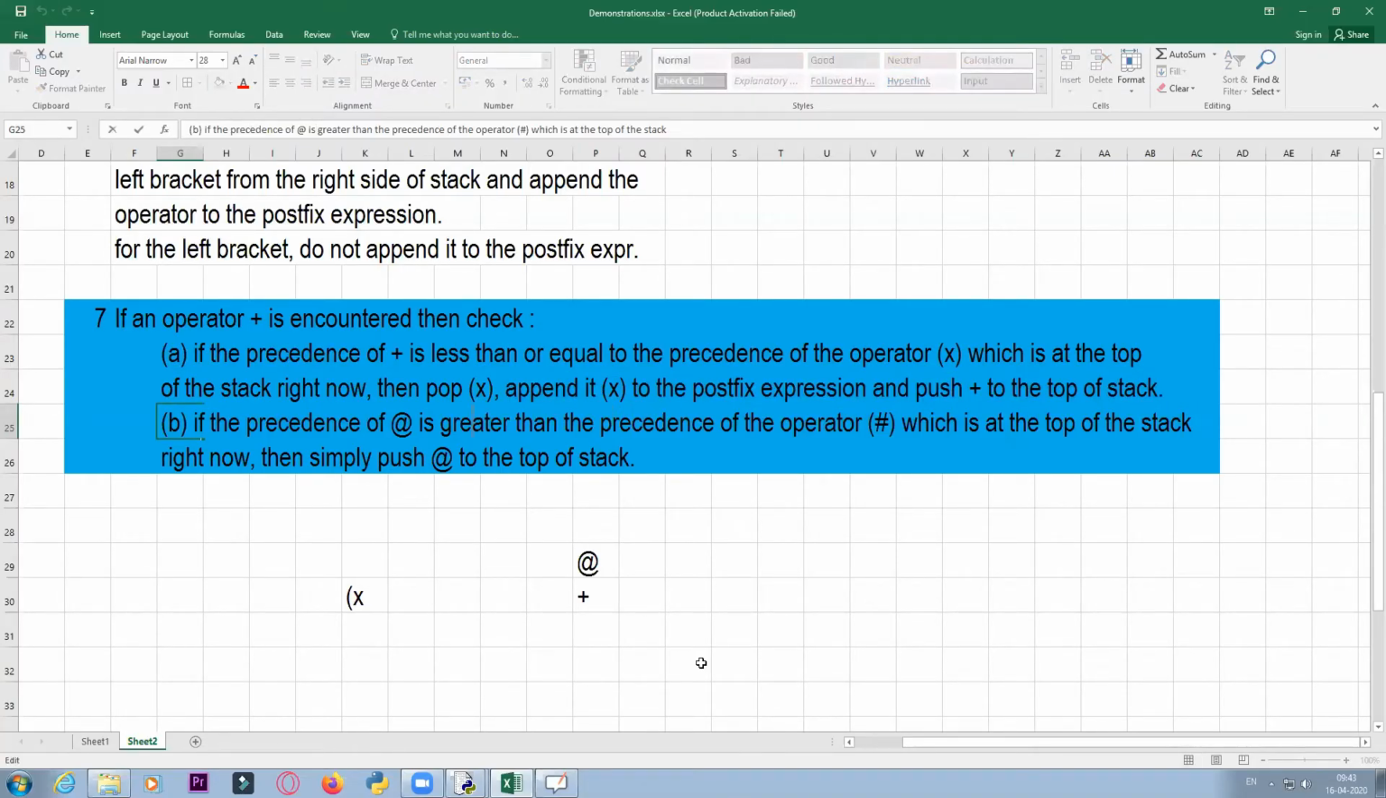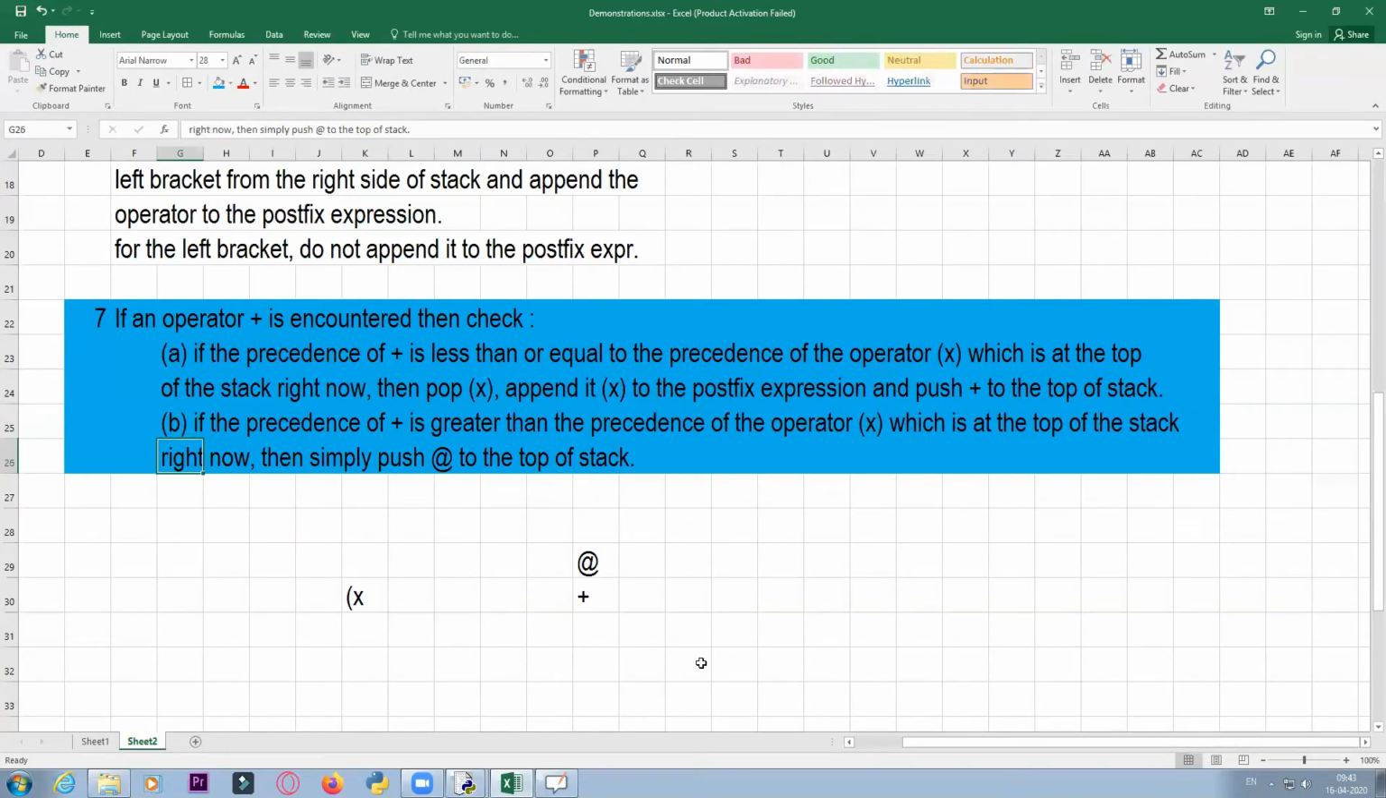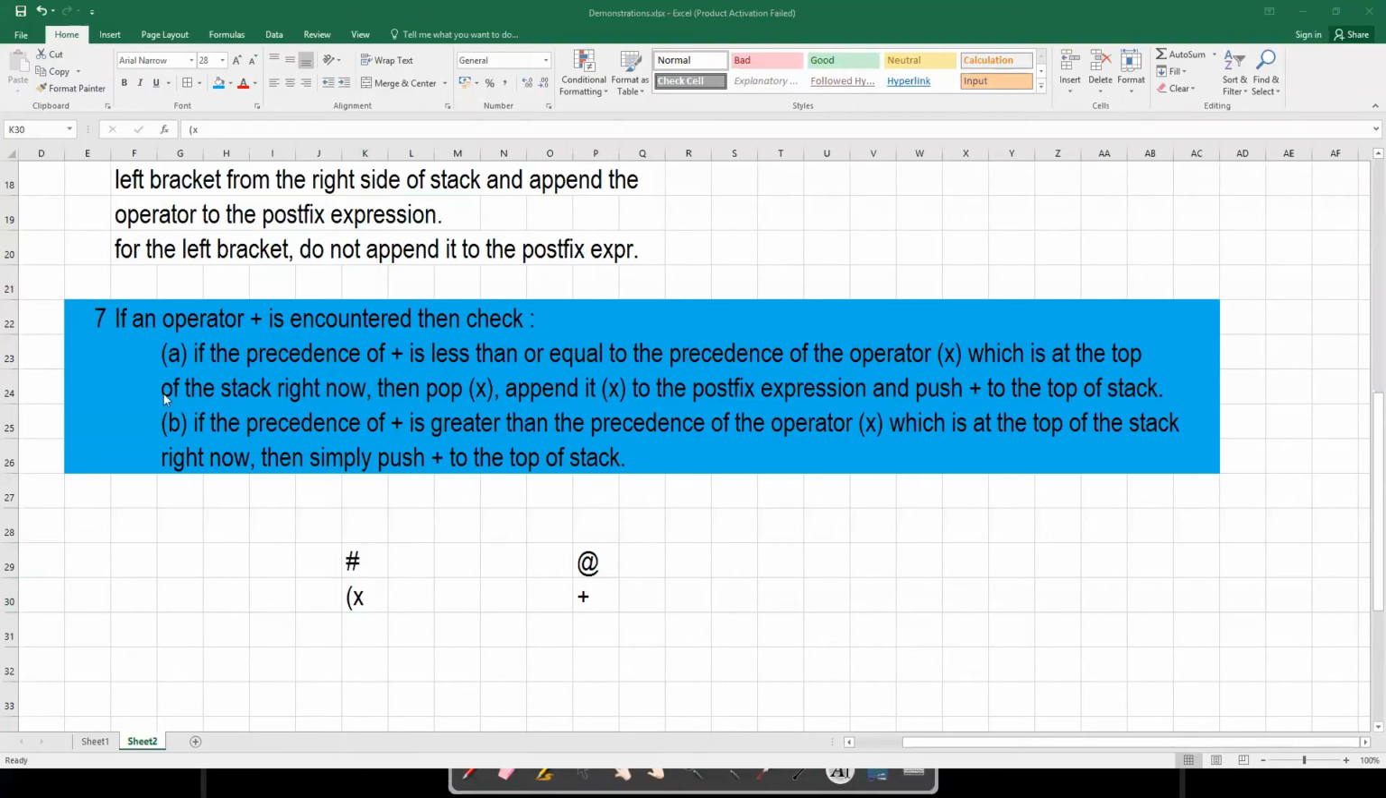So that is it. And here also I'm writing it this way. If plus is greater than the precedence of operator multiplication, then push plus to the top of the stack. So over here, you can see this is hash and this is @. So if the precedence of plus is less than or equal to the precedence of operator multiplication, first give me answers through chat. Which condition will you go through, A or B? Read it very carefully and tell me.